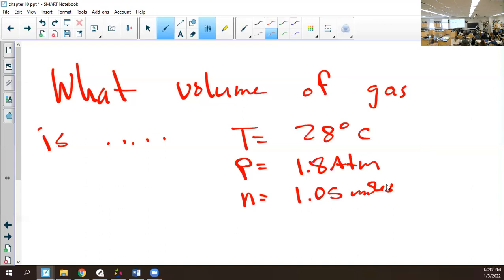I didn't feel like writing the whole sentence, but what would the volume of gas be under these conditions? You have 28 degrees Celsius. That's a red flag. That must be converted to Kelvin. You have a pressure of 1.8 atm, and you have an N of 1.05 moles. See if you can find the volume. Plus 273.